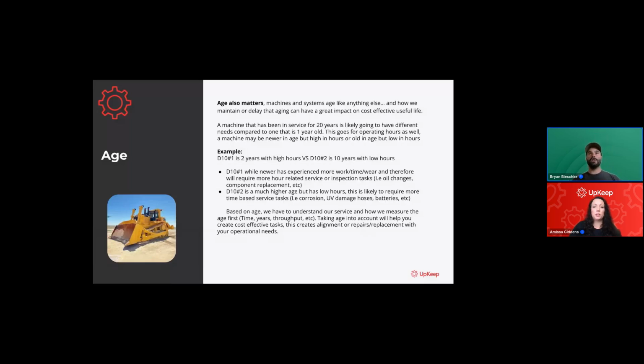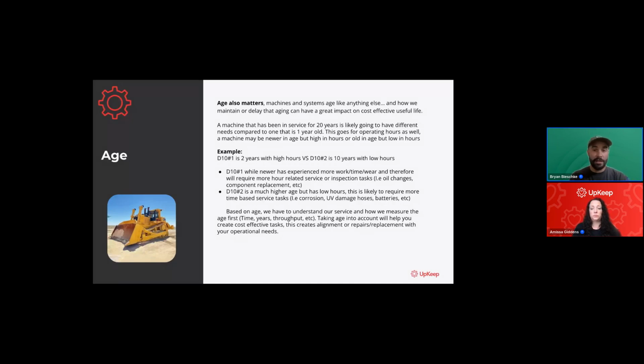Okay. Age. Machine systems age just like we do. We break down, our machines break down. And how we maintain or delay that aging can have a big impact on its cost-effective useful life. If you have a machine that's 20 years old, it's likely going to see a different amount of preventive maintenance, corrective maintenance, or tasks associated with that machine. Conversely, a 1-year-old machine would have a different age-related understanding, right? And that goes for operating hours too. So newer machines may have fewer hours. Older machines might have more, or flip.